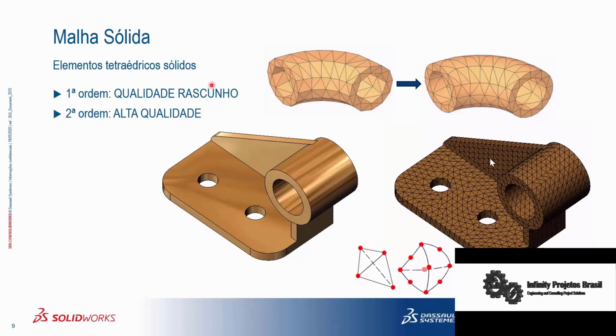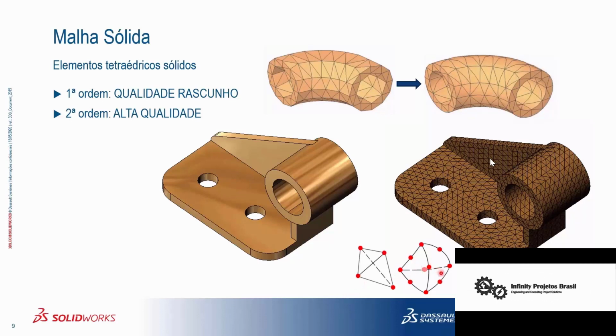Unless we work with analysis on objects with very thin thickness, for example sheet metal, or a structural component, then we will use the other two types. In this case the body will be divided into elements that have a tetrahedral shape. That's why the mesh is called solid tetrahedral elements. Now, as I mentioned, I have draft quality and high quality. It will be defined like this: draft quality I can call first order, and high quality second order.